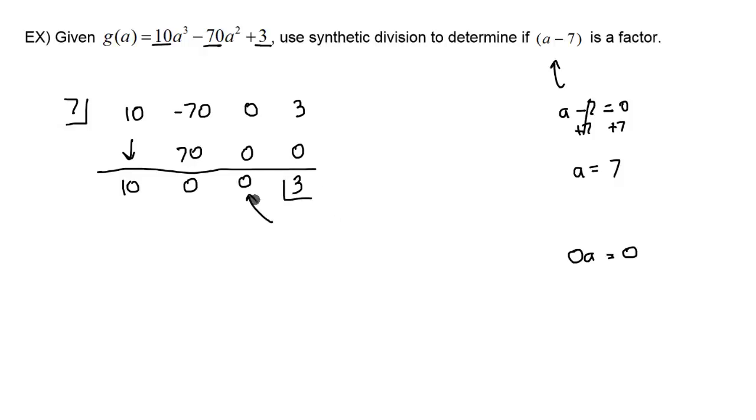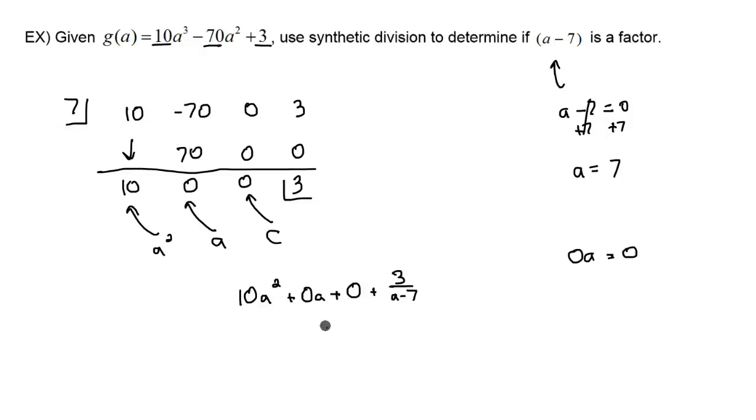Now 0 is going to be my constant. That would be c. This is going to be the term that matches up with just my a, and then this is going to be the term that goes with my a squared. So I'm going to have 10a squared plus 0a plus 0 plus a remainder of 3 over that factor, which was a minus 7.